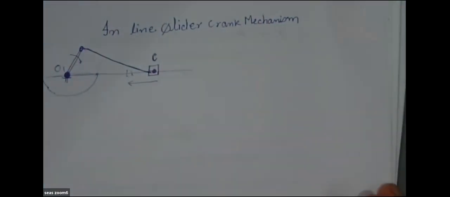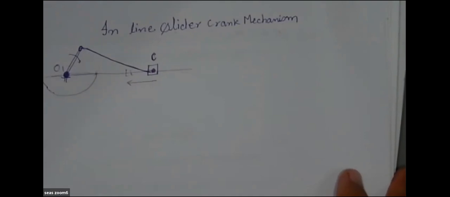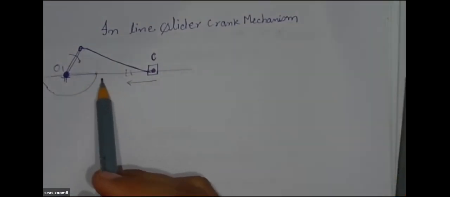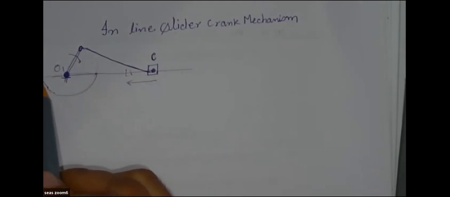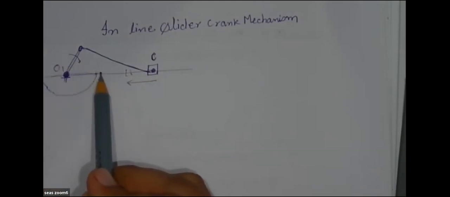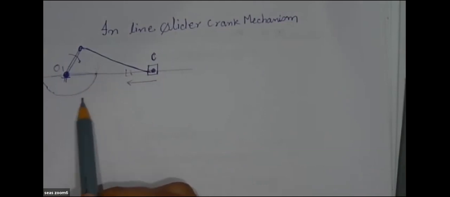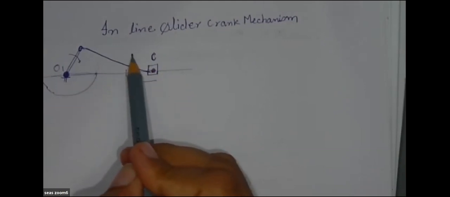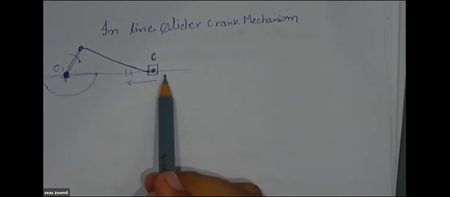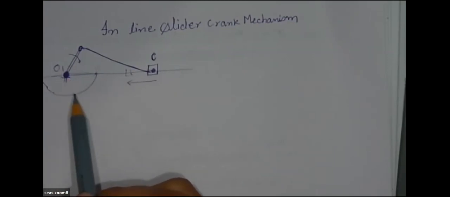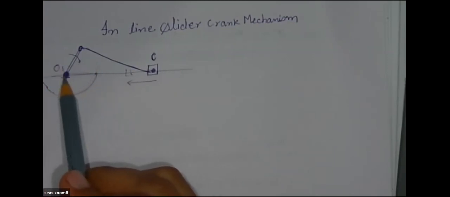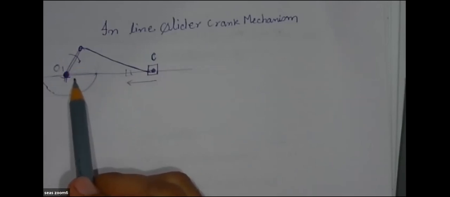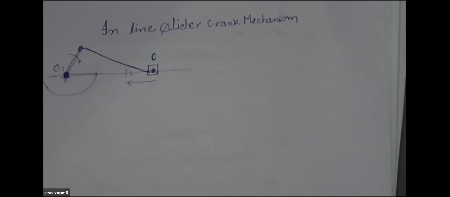And in this inline slider crank mechanism, the time for the forward stroke, it means that when the crank moves from this to this, is equal to time for the return stroke. It means that when the crank moves from this to this. So when this slider moves from left to right, we say it is forward stroke. And when the slider moves from right to left, we say it is backward stroke. So for both, the time remains the same. Okay? Or the angle through which the crank turns in forward stroke is equal to the angle through which the crank turns in return stroke.